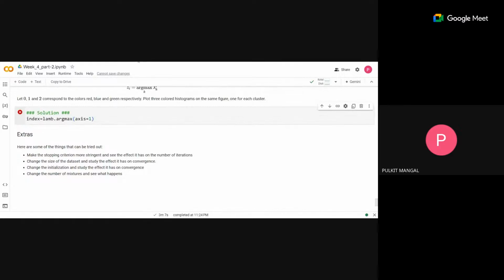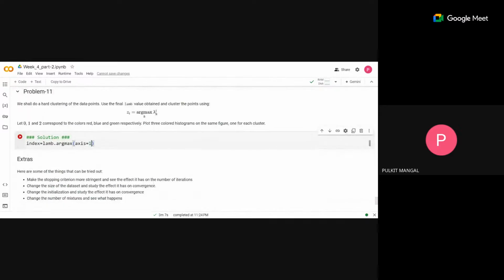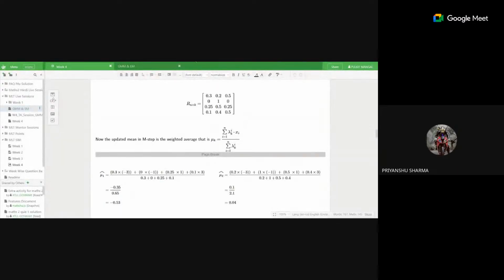Is this part of the code clear? Is it clear to everyone? Can you please explain again? Okay, so lamb is a matrix of n cross k. The argmax function gives you where the maximum value is occurring, and the axis is basically the column. So sir, it will look for the highest value in that particular matrix and return the index, column wise.